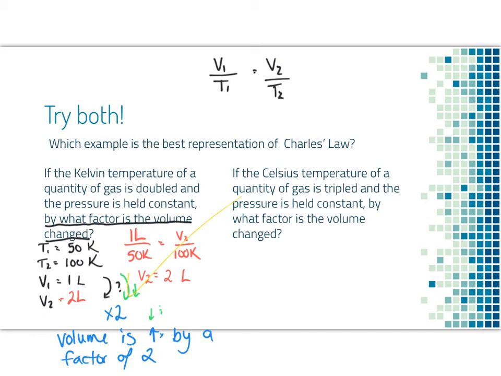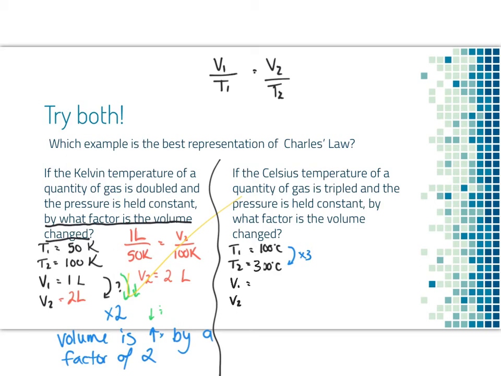If the Celsius temperature of a quantity of gas is tripled and the pressure is held constant, by what factor is the volume changed? So we're looking at another factors question here. So T1, T2. We just have to choose degrees Celsius. So I'm going to go with 100 and 300. Again, it doesn't matter what values you choose, so long as you are abiding by that factor. We are tripling this time, so we were supposed to be multiplying by 3.